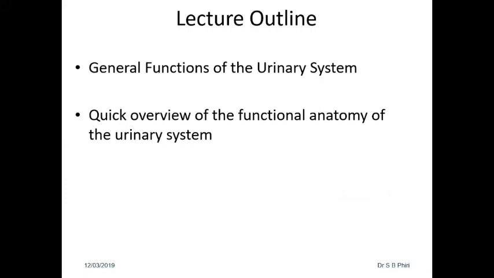So now those were the unit objectives. But what about this lecture that you are having now, the introductory lecture? What do I expect from you? It means at the end of this lecture, you should be able to understand the general functions of the urinary system. What are the general functions of the urinary system? Then a quick overview of the functional anatomy of the urinary system. So the anatomy, before we build on the physiology.